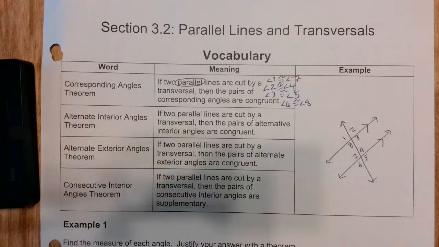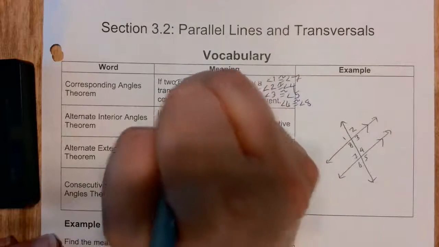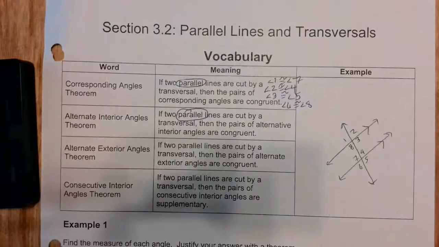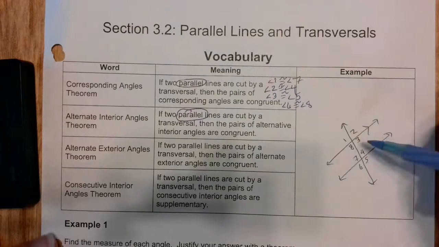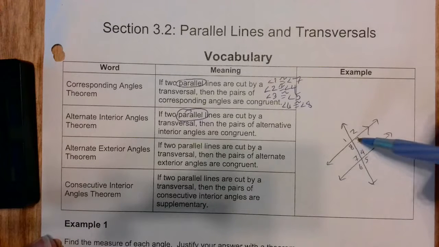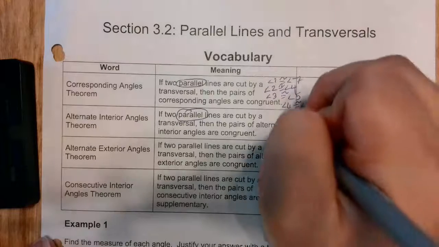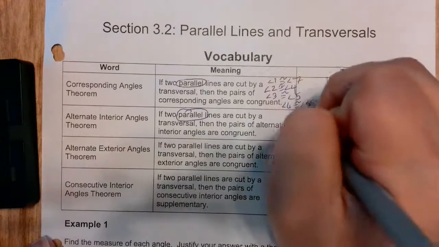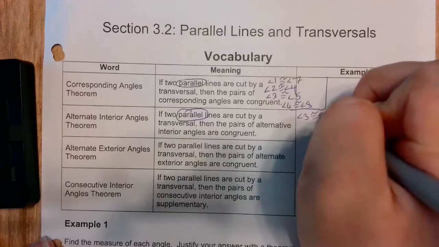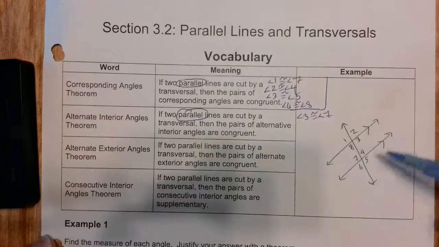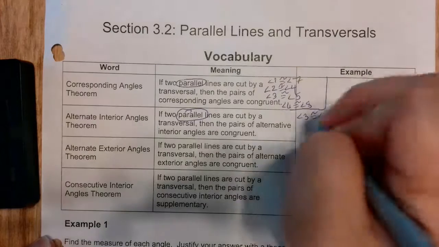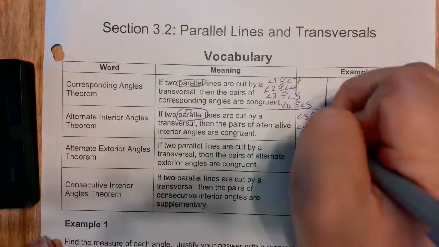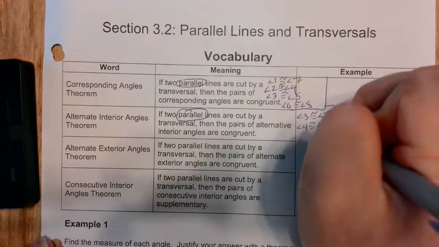Alternate interior angle theorem. If 2 parallel lines are cut by a transversal, then guess what? The alternate interior angles are congruent. We have lots of things here that are congruent. Alternate interior, 3 and 7. So this one says angle 3 is congruent to angle 7, 4 and 8. Angle 4 is congruent to angle 8.